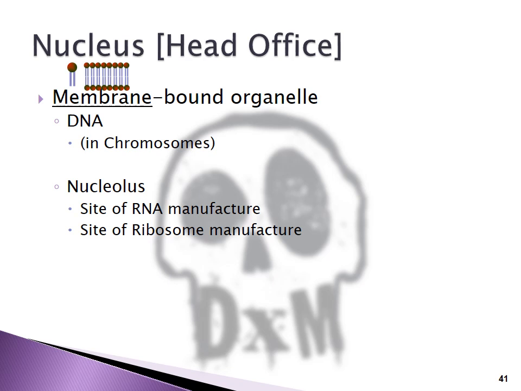Like in any business, one of the key ones we always talk about is where the main office is, where all the big instructions happen, where all the main orders come into play. And that is our nucleus. That can be considered the head office. Our nucleus is also composed of those phospholipids that we mentioned before, so this is a membrane-bound organelle.